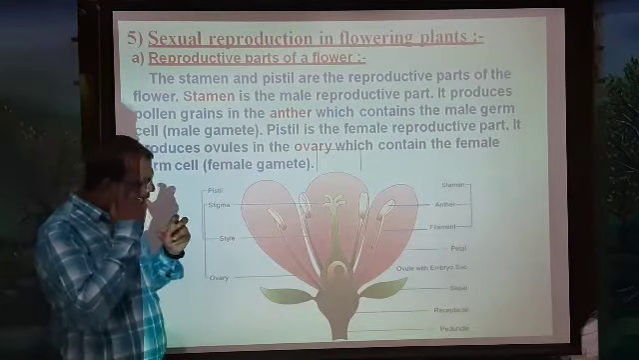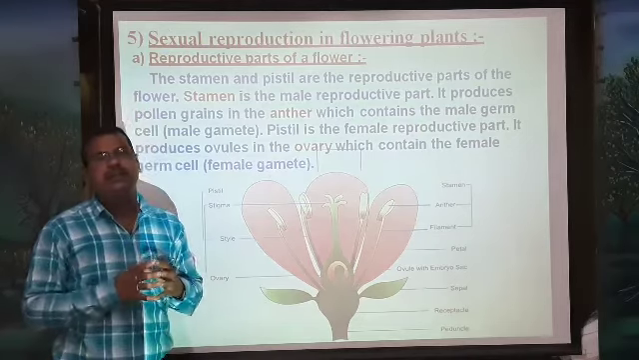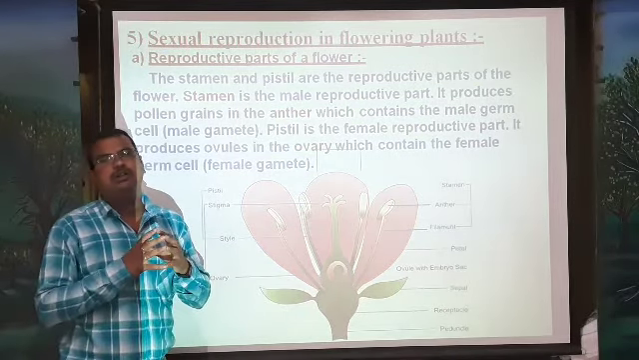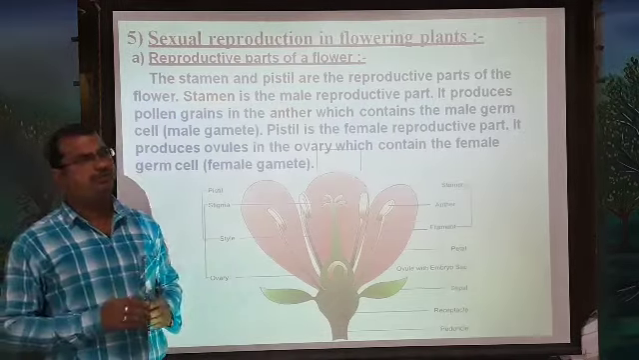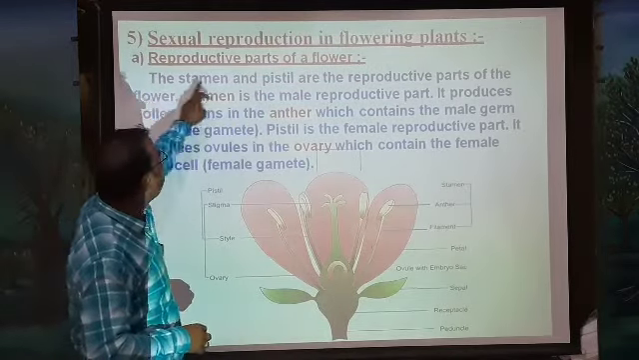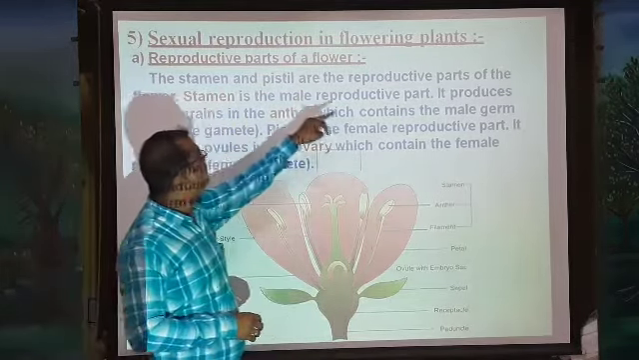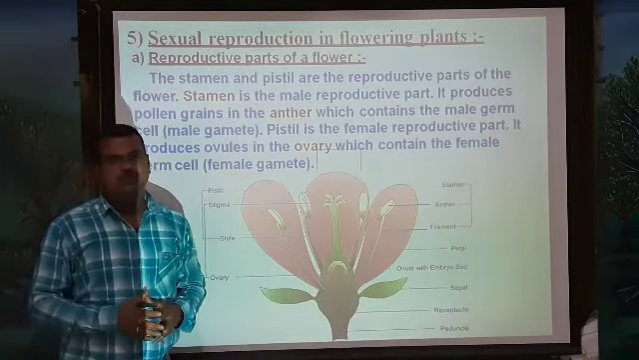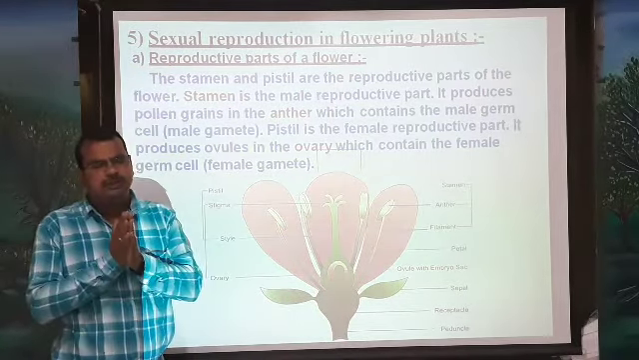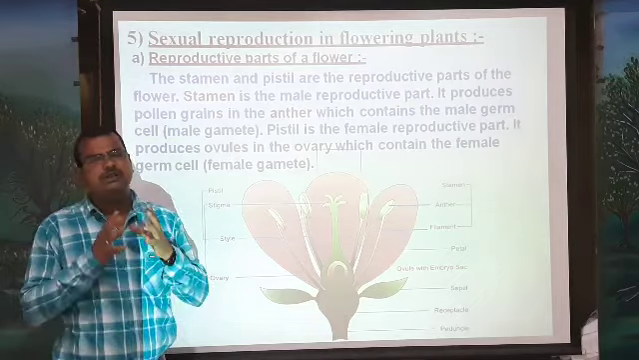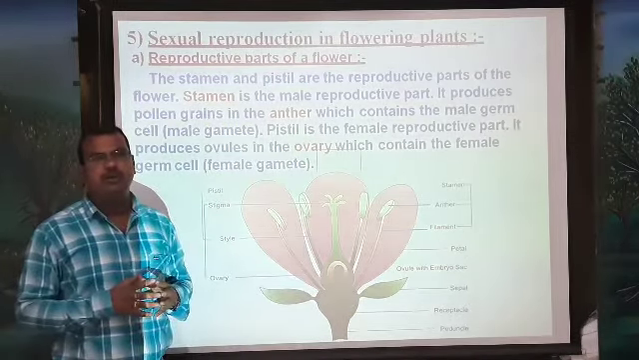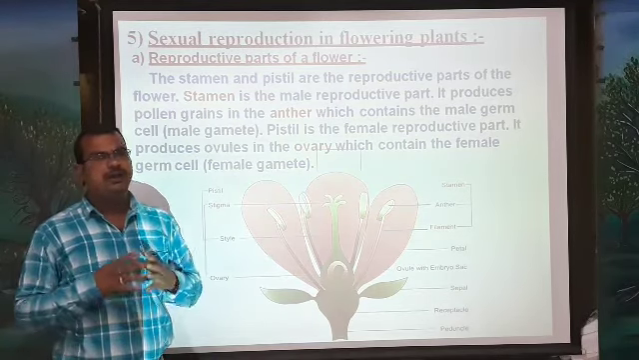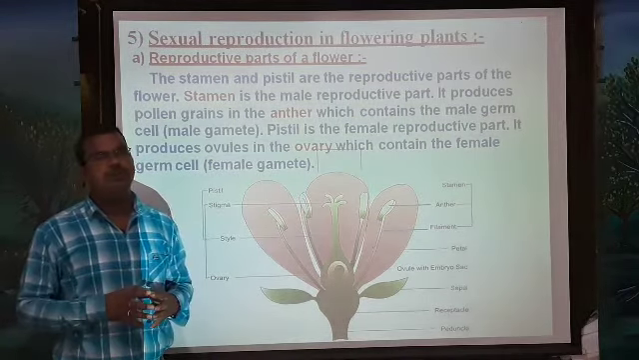Why? Because the flower contains all the structures which are responsible for reproduction. What are those? The stamen and pistil are the reproductive parts of the flower. The flower contains what? Stamen and pistil. Stamen is called the male reproductive part, whereas pistil is called the female reproductive part.